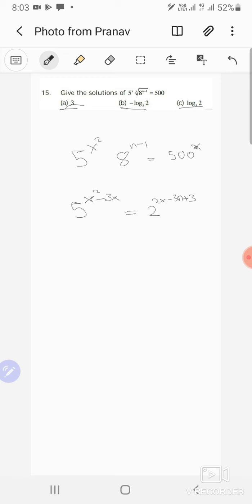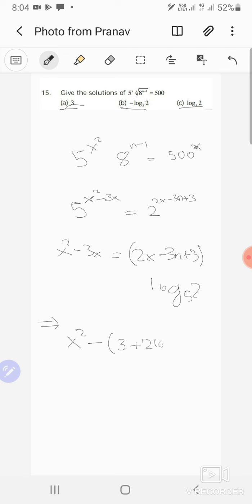Let's take log base 5 of 2, because you've got log base 5 in all the options. So that will give me x squared minus 3x equals 2x minus 3n plus 3, and then log base 5 of 2. Okay, that will give me x squared minus (3 plus 2 log base 5 of 2) x, and what else? Yes, plus (3n minus 3) times log base 5 of 2. It has to be equal to 0. I think yes.